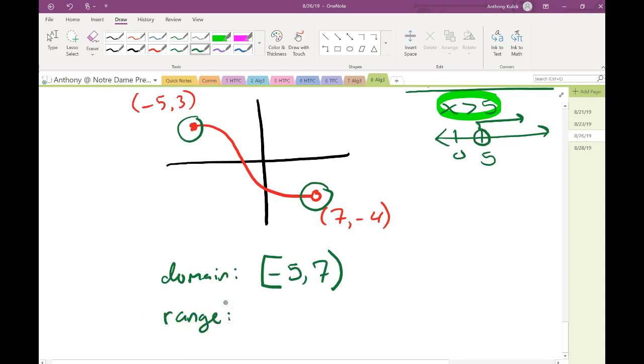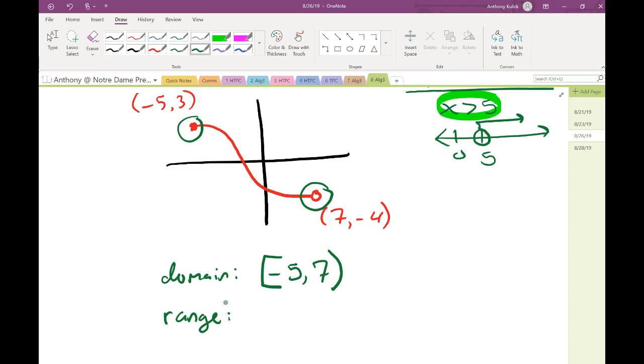Now let's do the range. So to do the range, we're talking about the y-coordinates. So instead of looking left and right like I would for the x's, I'm going to look up and down. Right? Because the y-axis goes up and down, as opposed to the x-axis, which goes left and right.